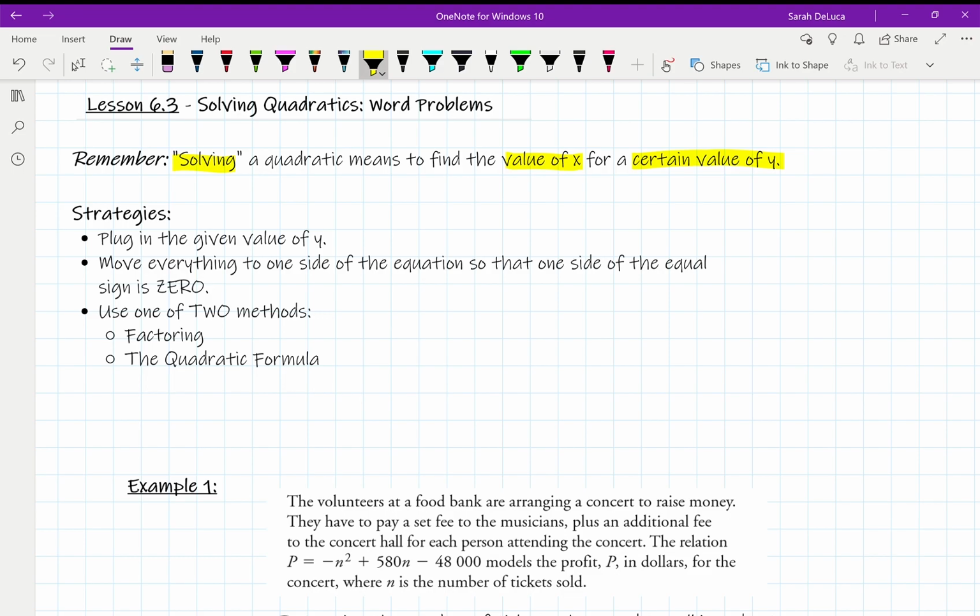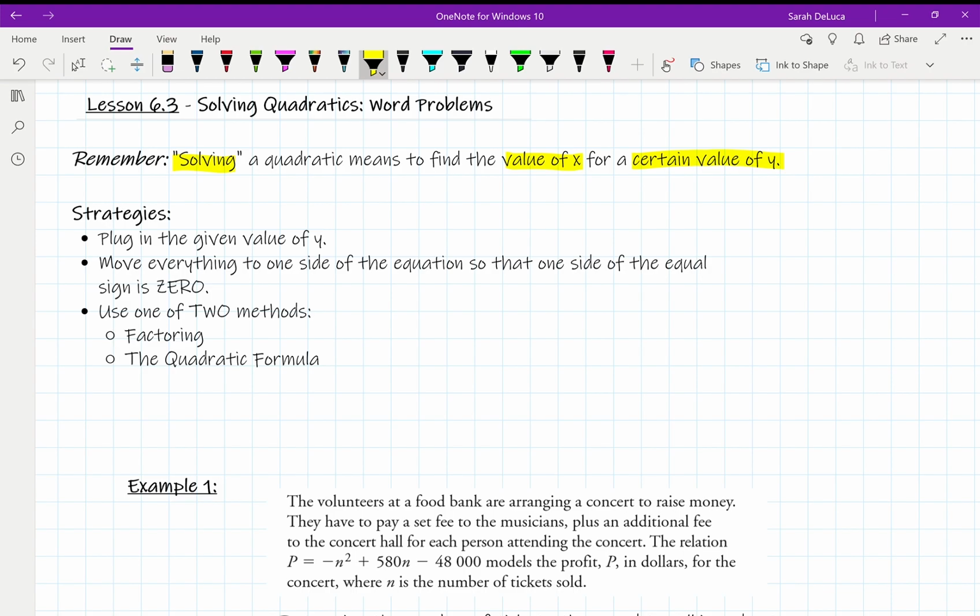So this is your last lesson related to solving quadratics in the context of word problems. It's important to remember that when we are solving a quadratic, it means that we're finding the value of x for a certain value of y. In word problems, sometimes it's obvious what the y value is that they're asking you to solve in relation to, and other times you kind of have to pull that information from what's given in the question.